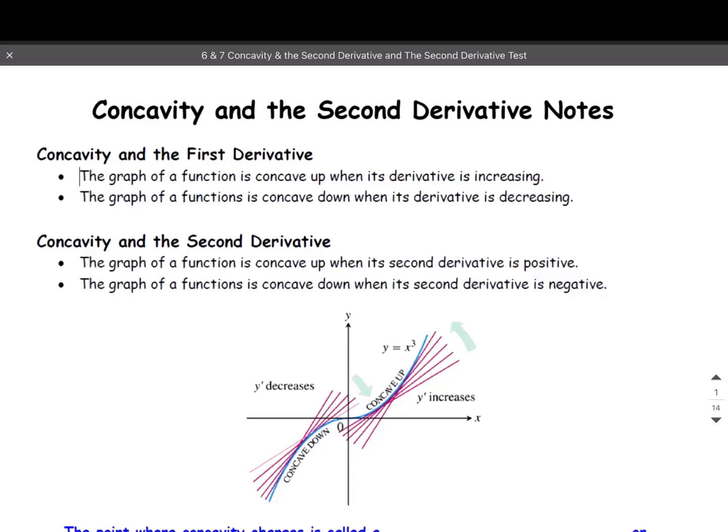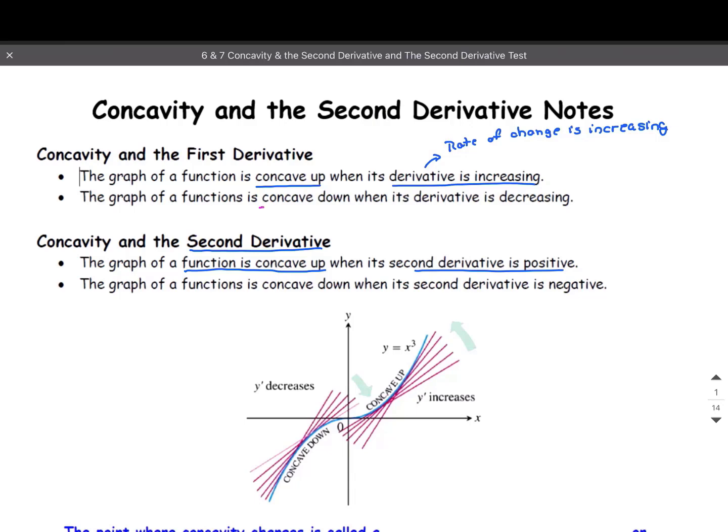Hi guys. Okay, today we're going to talk about concavity and the second derivative. So let's remember, the graph of a function is concave up when its derivative is increasing. That's when the rate of change is increasing. Now, if something is increasing, its derivative should be positive, right? Well, what do we call the derivative of the derivative? That's the second derivative. So if the second derivative is positive, our function is concave up.